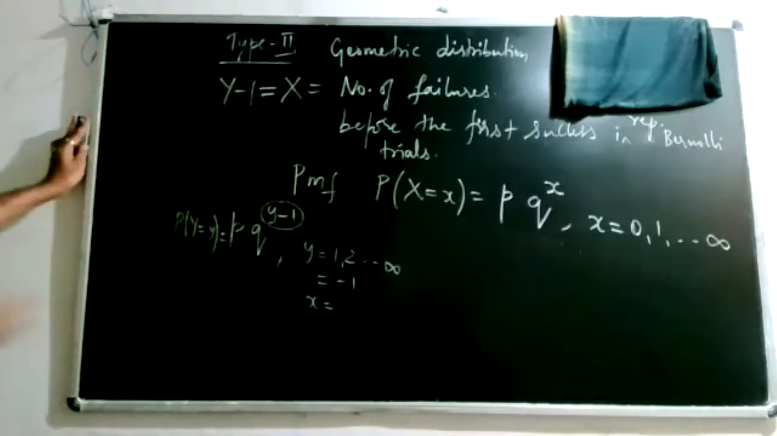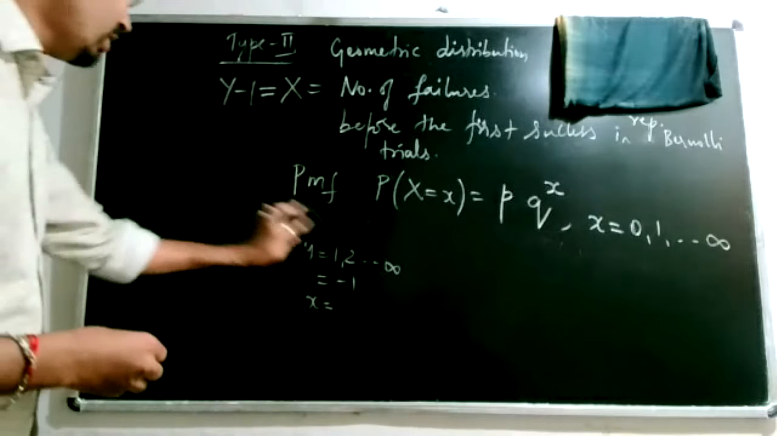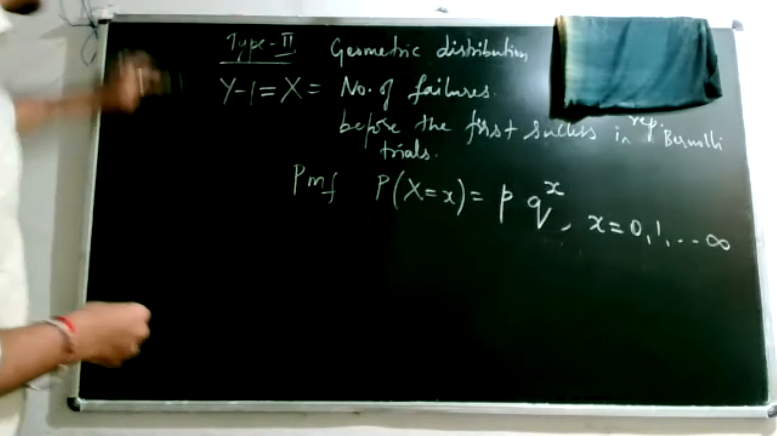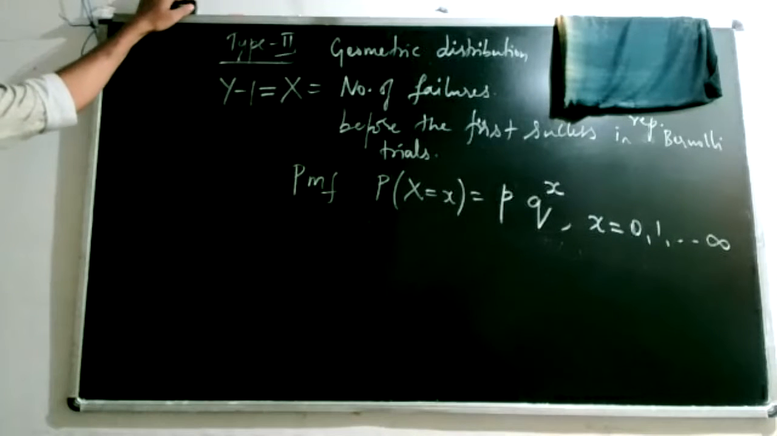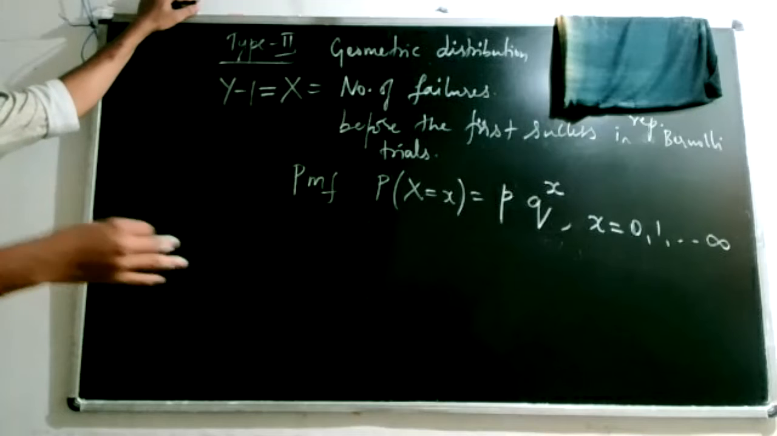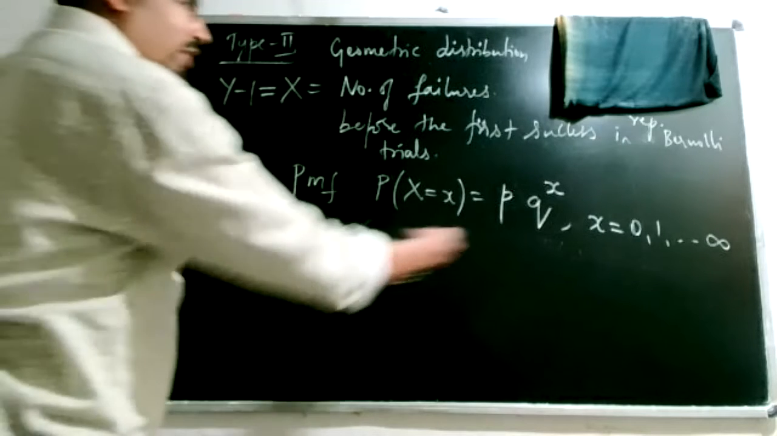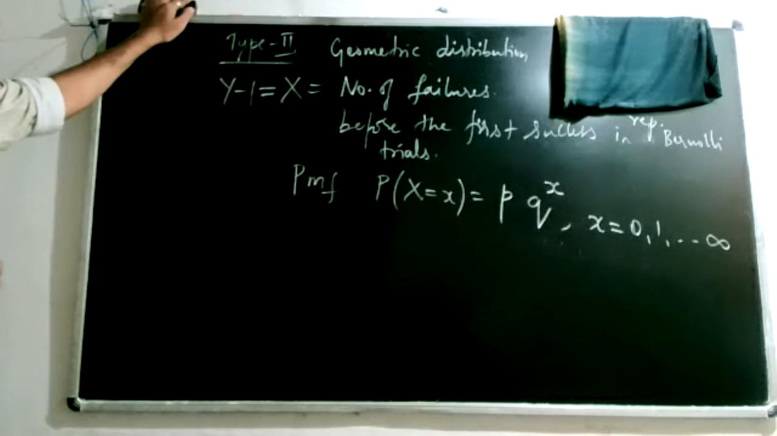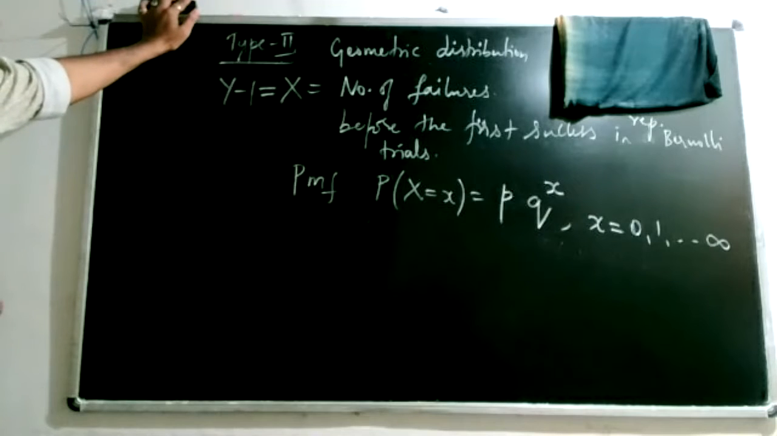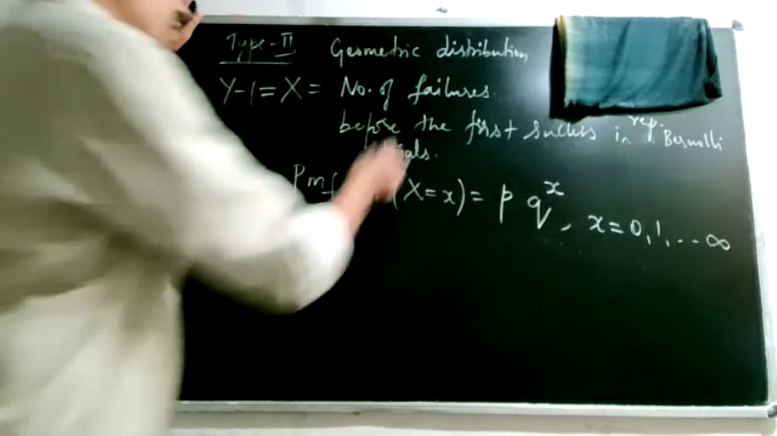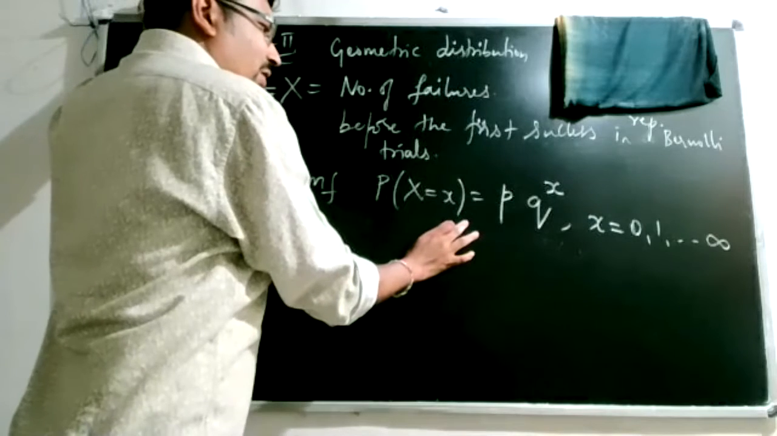Now why are we using this form of the geometric? Because in all the discrete distributions, Bernoulli trials, what we have learned, we have taken the range as 0, 1, or 0, 1 to n, or 0, 1 to infinity. So in order to maintain that uniformity, we'll be discussing this distribution in detail. But in the examination, if they just say geometric distribution, you stick to this.